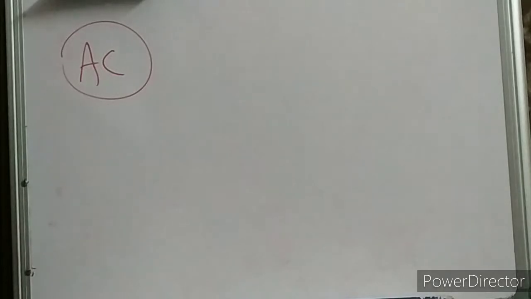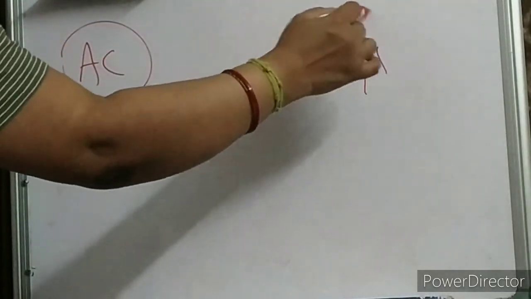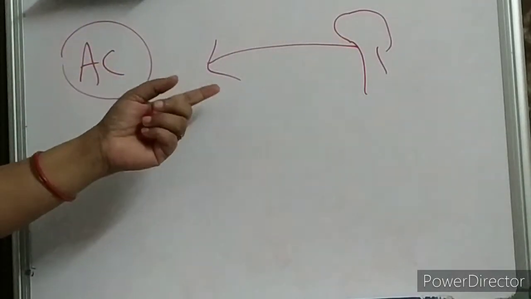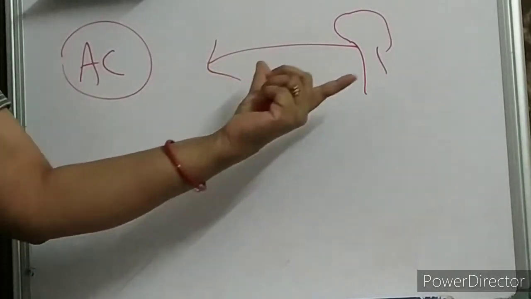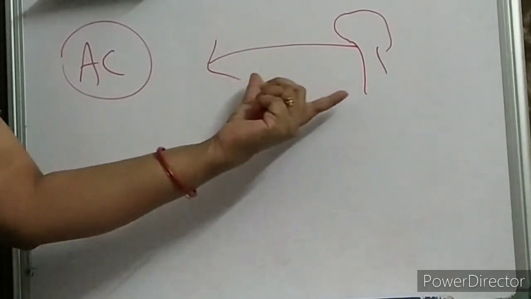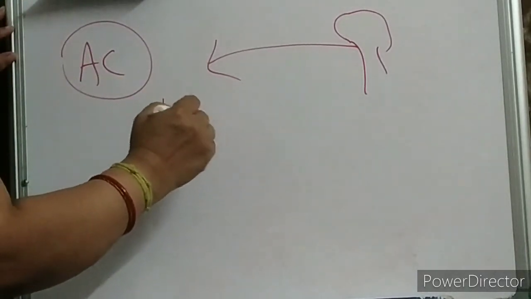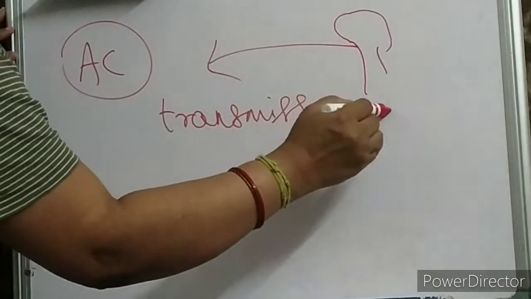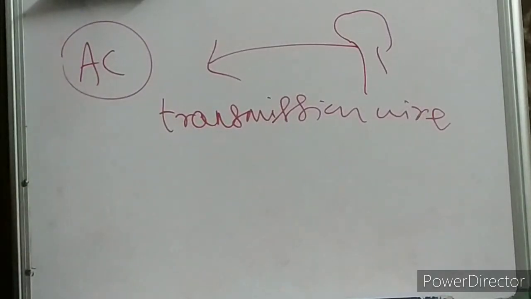In domestic supply, what is happening? There will be a power plant, a power station. From the power station, the supply will come. So that means your current has to travel some distance. For this long distance transmission, you will use transmission lines, children.